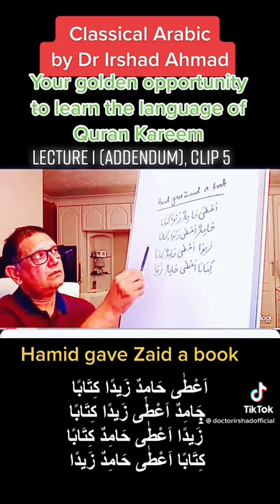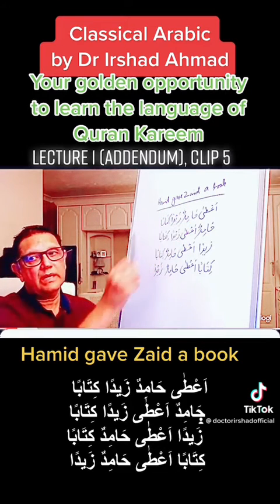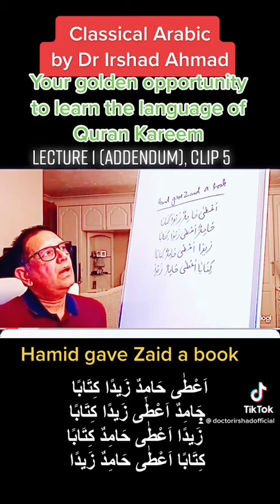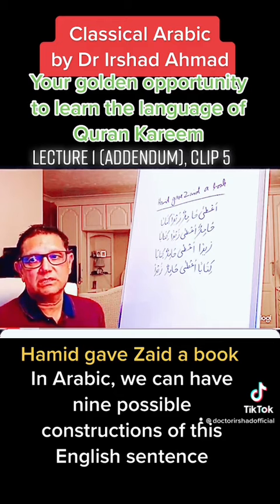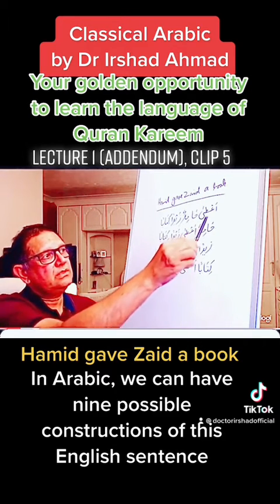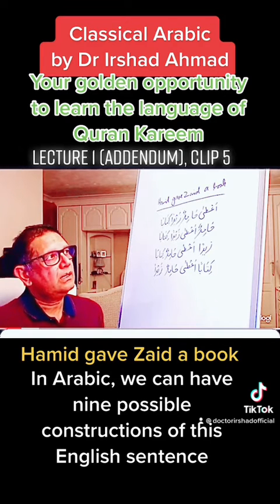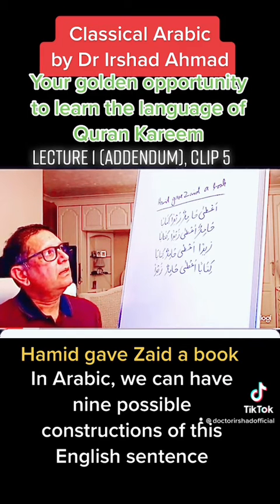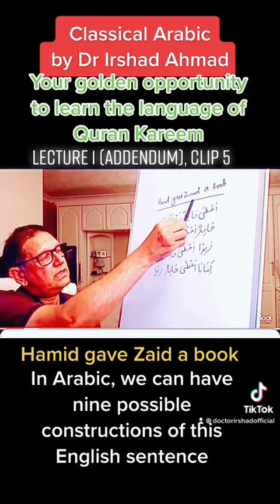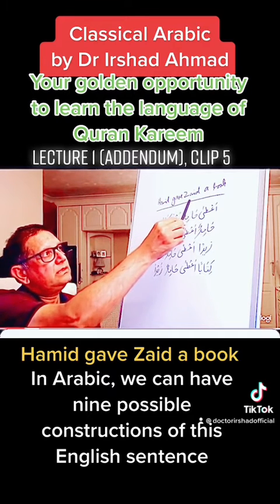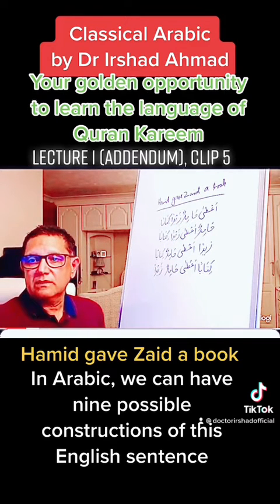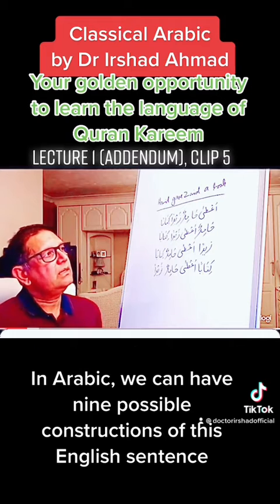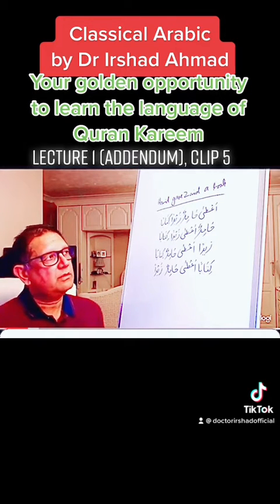Let's look at this sentence again. Hamid gave Zaid a book. We said at the time that in Arabic we can have 9 different constructions of this, and I used these 4 constructions to highlight the flexibility inherent in Arabic grammar. Clearly, in English, there isn't any flexibility, because if we change the positions of Zaid and Hamid in the sentence, then the meaning of the sentence changes completely. While in Arabic, we can do that, no problem at all.